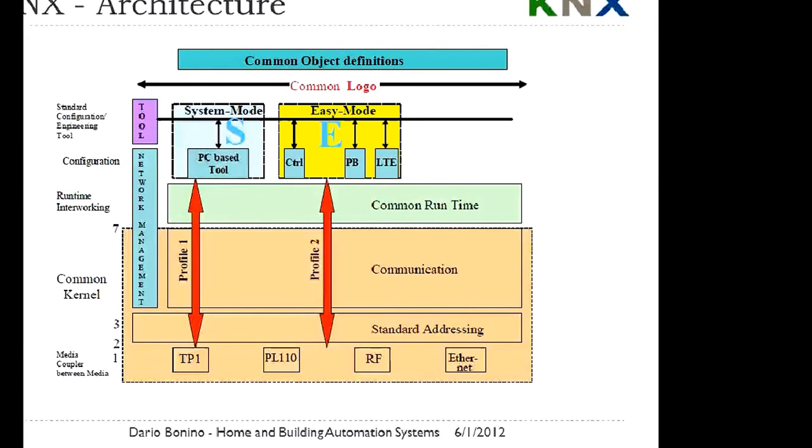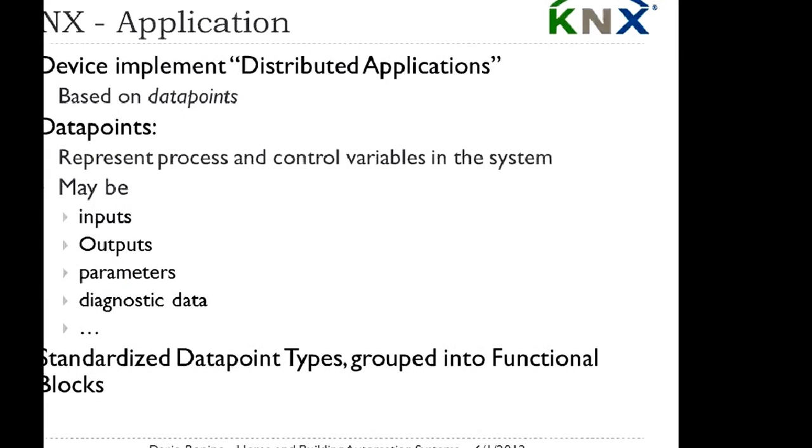Then there is a common runtime that basically permits to connect the devices together and to make the devices interact with each other. And this is usually done by binding what are called data points on the devices. We will specify this better in a few slides. And on top of this common runtime, there are the 2 operating modes, which are the S mode and the E mode. Okay? So this is a kind of 3-layered approach to the network, a little bit more complex than MyOpen.